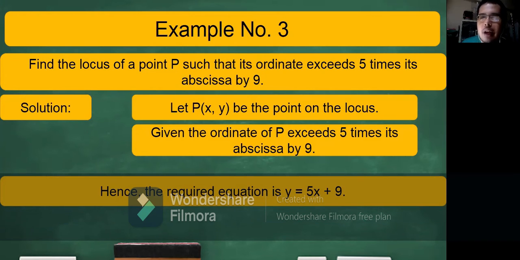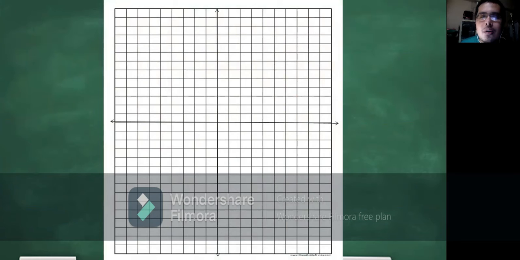Just translation. If you're going to graph it in our Cartesian plane, we graph the equation y equal to 5x plus 9. Of course, we need at least 3 points. This is the y-intercept, which is at (0, 9), so 9 units from the origin. Then 5x has a slope of 5, which is 5 units upward for every 1 unit to the right.